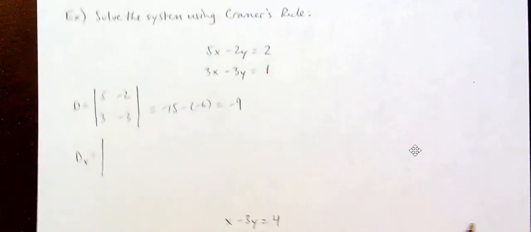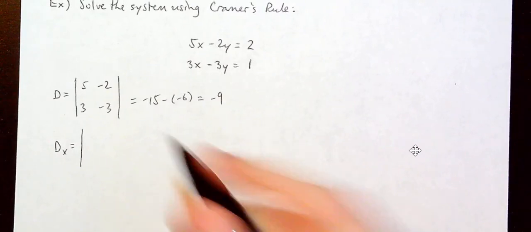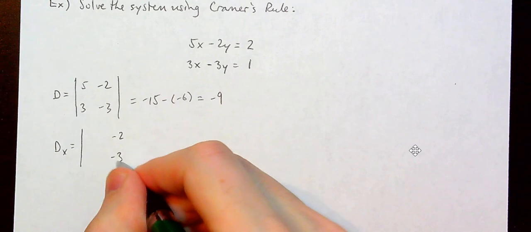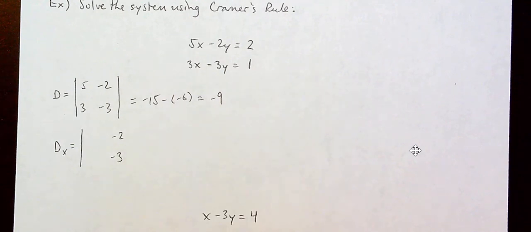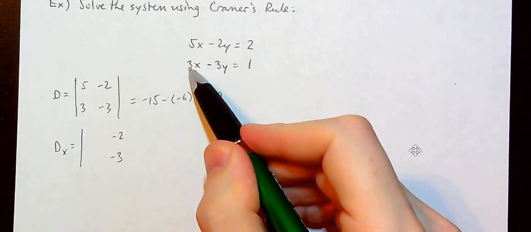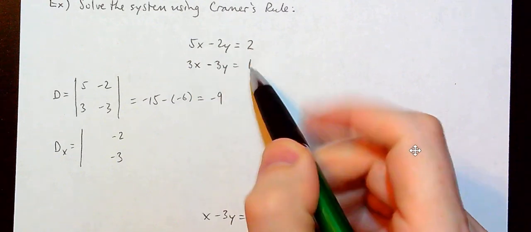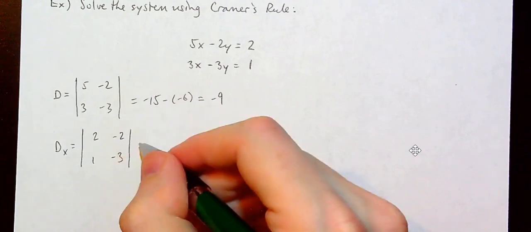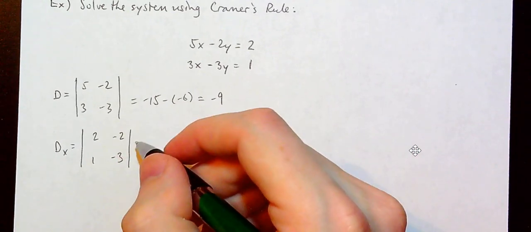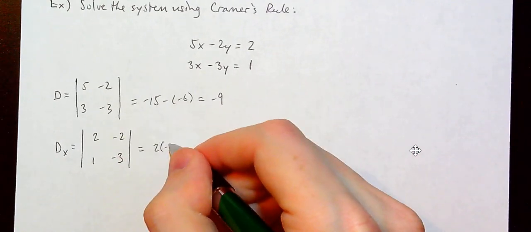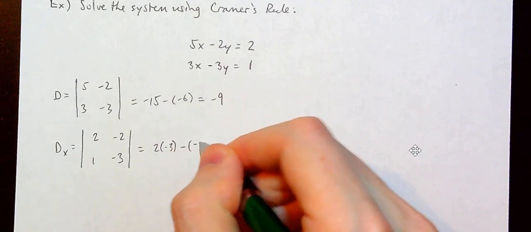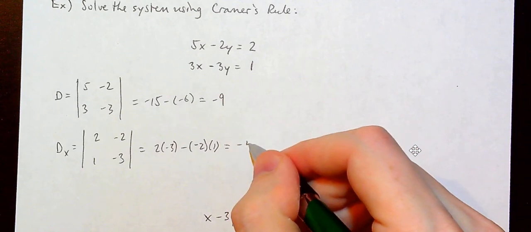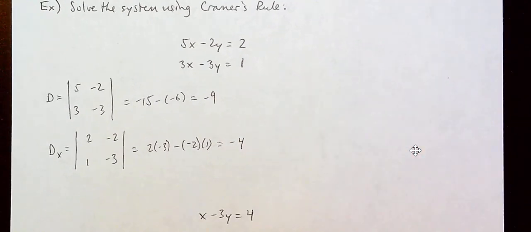So here, these two entries in the second column will still be negative 2 and negative 3, but now instead of 5 and 3, we're going to have 2 and 1. So 2 and 1 there. And this determinant, 2 times negative 3 minus negative 2 times 1, that is equal to a negative 4.